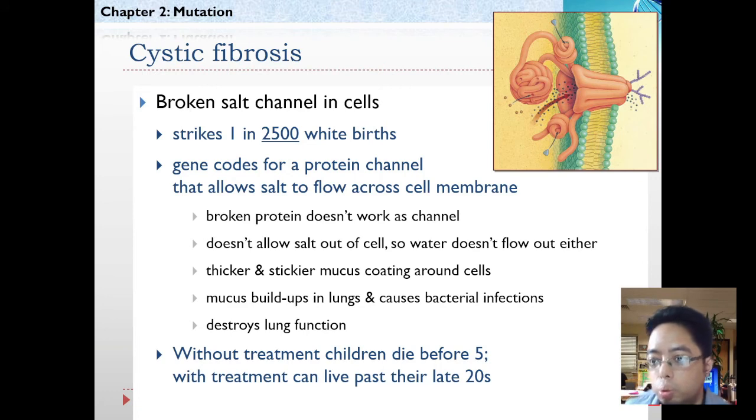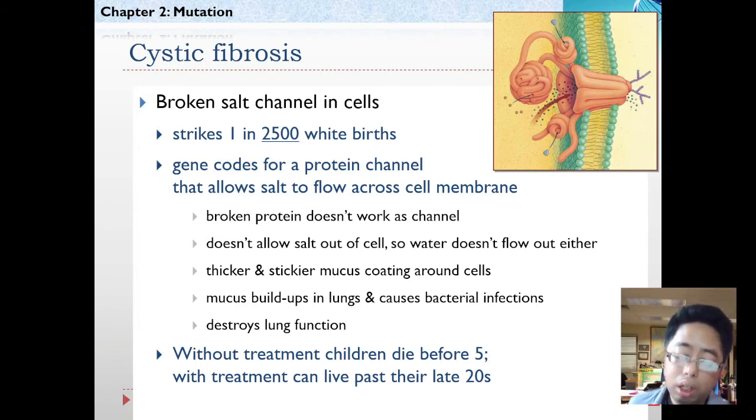But because they are too thick and too sticky, it will trap all of the bacteria. The bacteria cannot go anywhere because the mucus is stuck there. So the bacteria lives there, so it causes bacterial infections. Due to that, it will destroy the lung function. So yes, it is really hard to breathe when your lungs are filled with glue.